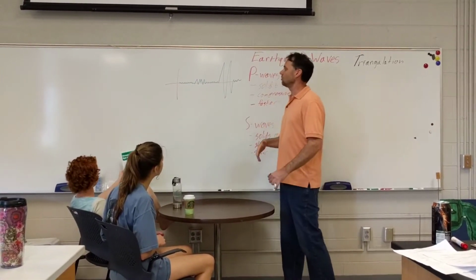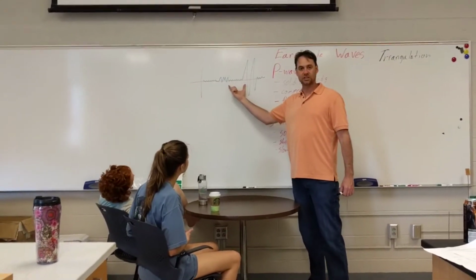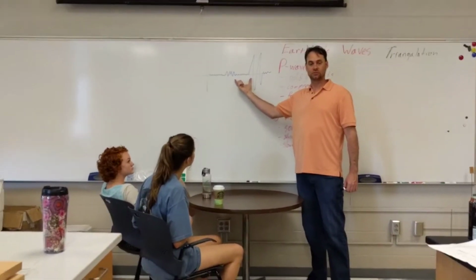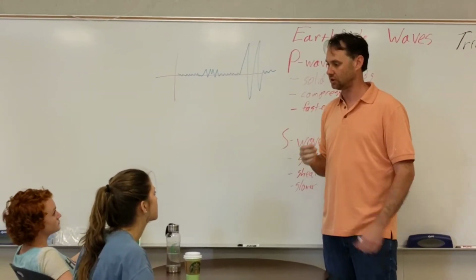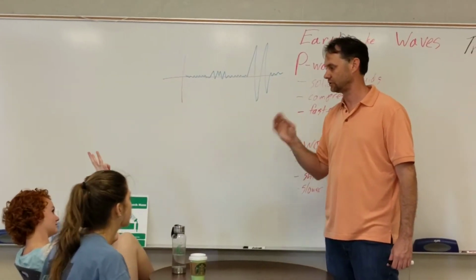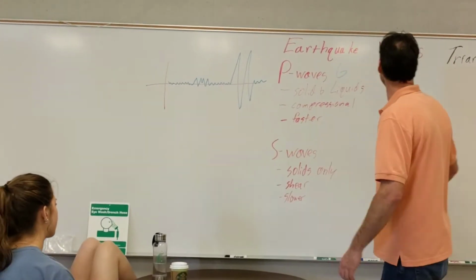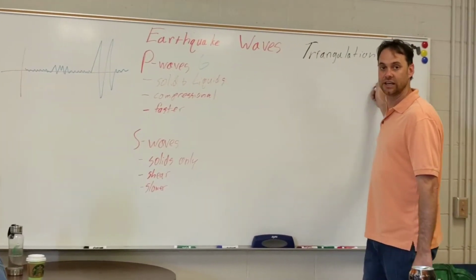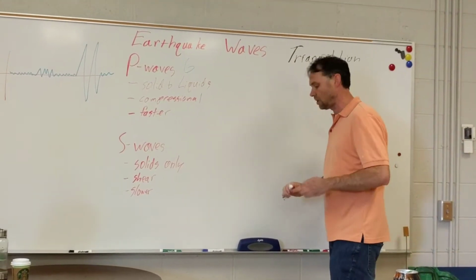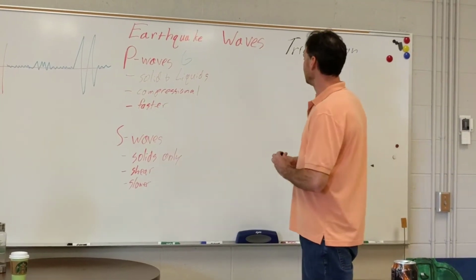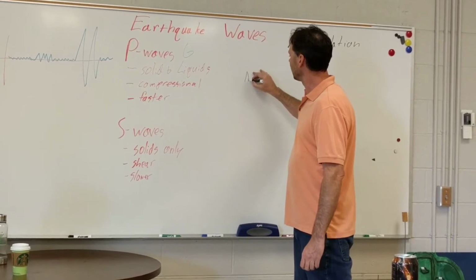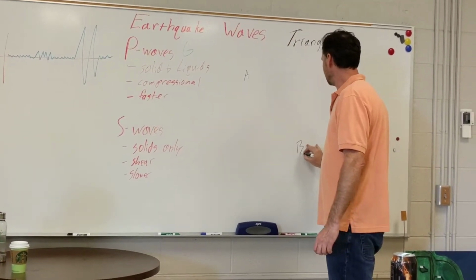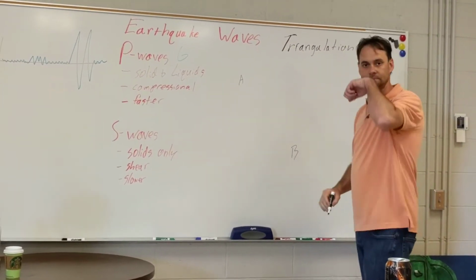Mm-hmm. All right, so since we have a distance from a single source, how many of those are we going to need to be able to pinpoint the location of the single source? 3 is correct. This is called triangulation. So, what we end up having is we have 3 seismic stations, A, B, and C.